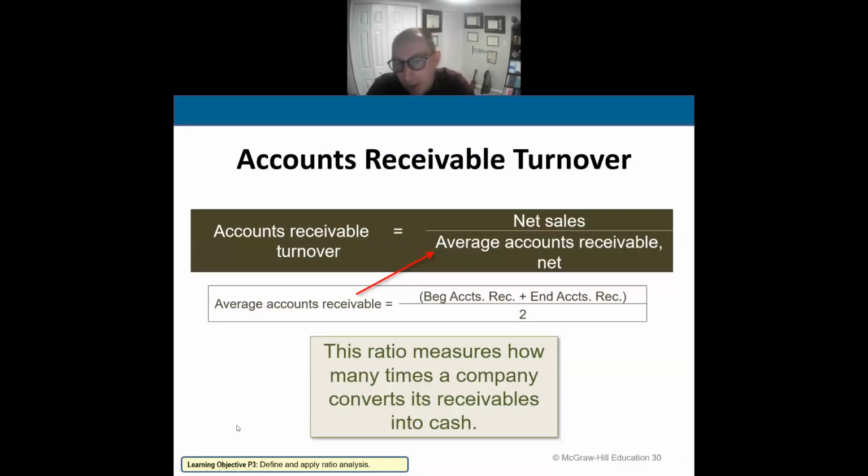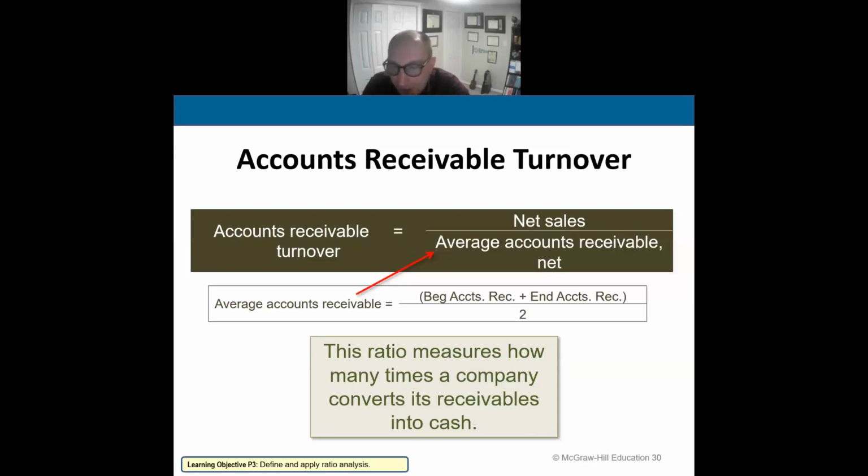Accounts receivable turnover tells me how quickly I can get my money from my customers. That's the short answer to it anyway. We take our net sales divided by average accounts receivable. Now you might be asking, what in the heck is average accounts receivable?